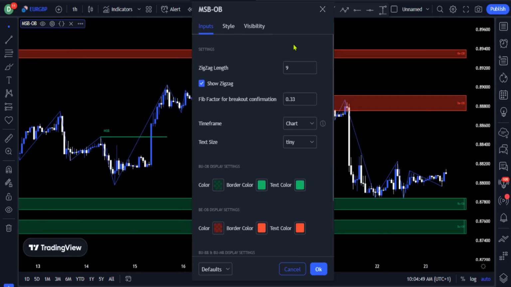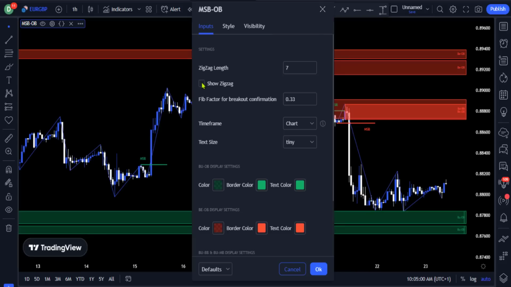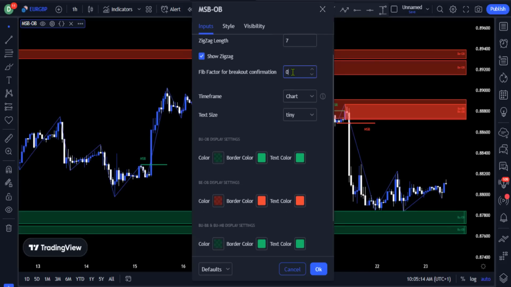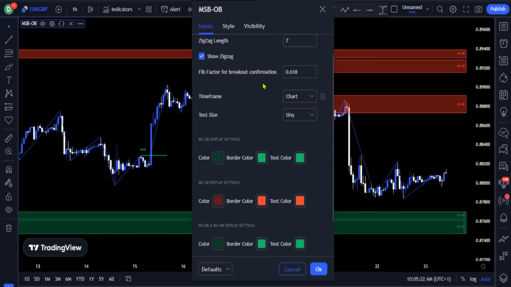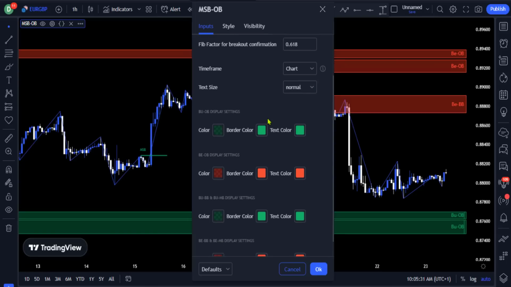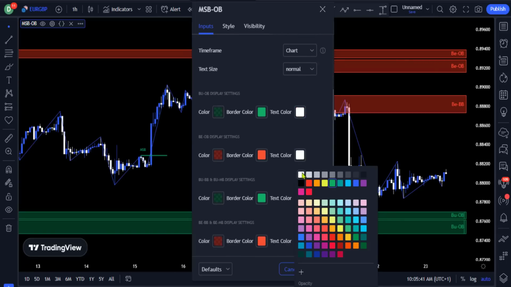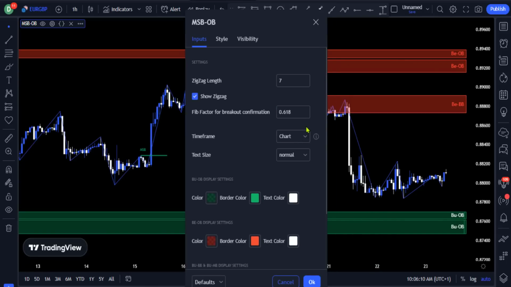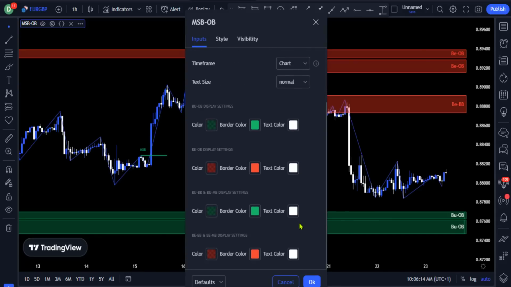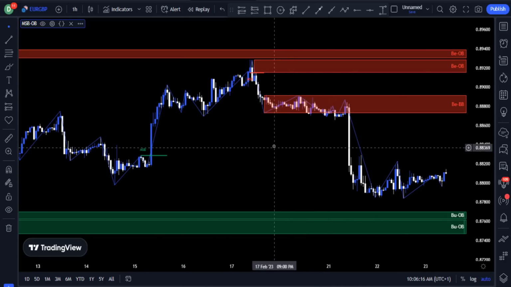So here on the input menu, you can change the zigzag length from 9 to 7, or you can hide the zigzag pattern by taking out this check mark here if you don't need it. And you can also change the Fibonacci factor value from 0.33 to 0.618, which is the Fibonacci golden ratio. This fib ratio is sometimes used as confirmation for breakouts. Then you will come down and change this text size to normal, and the text colors to white, to make it more visible. I recommend you check out these different settings in the indicators, or leave the settings of this indicator to its default values, because this indicator can also do great by default, and then click on the OK button.